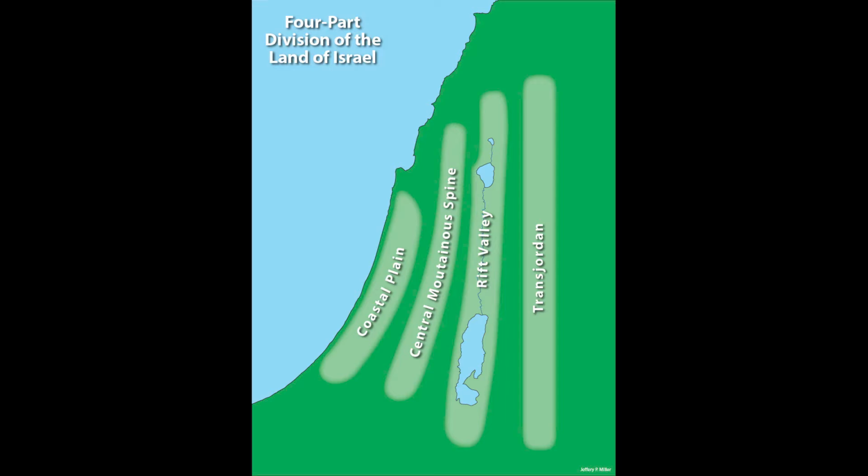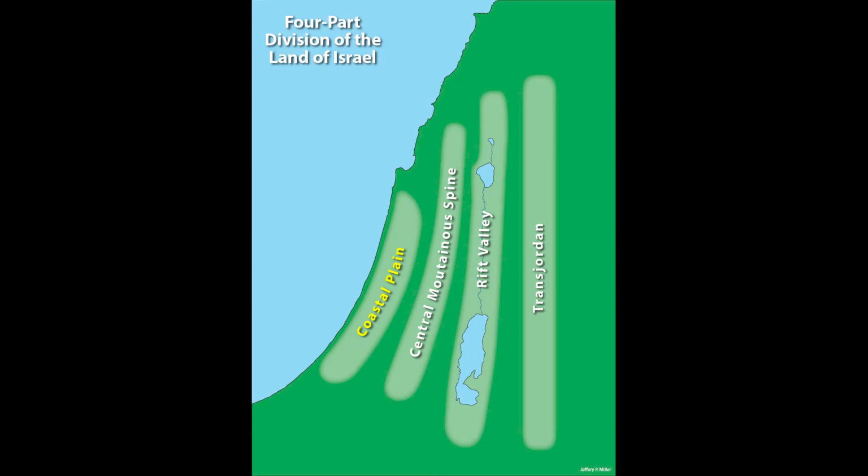So in order to help us understand this very diverse land, we're going to divide it up into four long strips. And the first of these strips is called the coastal plain. They are along the Mediterranean Sea, relatively flat area. This is where the Philistines lived for most of Old Testament history.